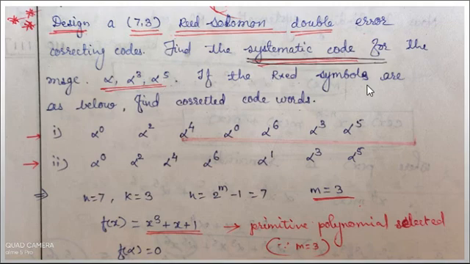The received symbols are as below. For the given received symbols, these are nothing but the coefficients of the received code word. We need to obtain the corrected code word. So let's discuss it for the very first case, meaning alpha raised to 0 till alpha raised to 5. What exactly is the case?